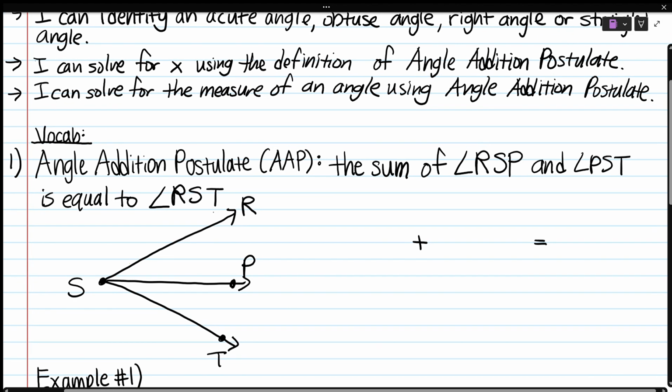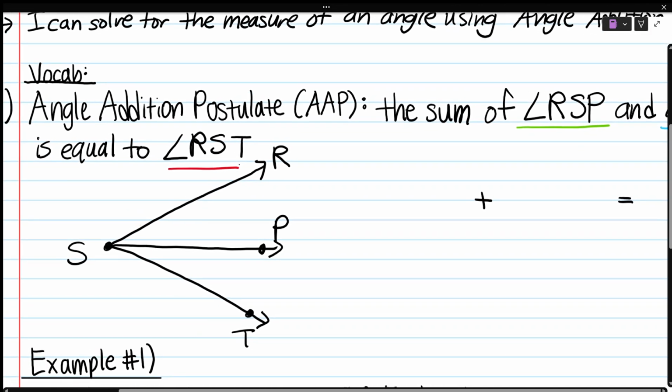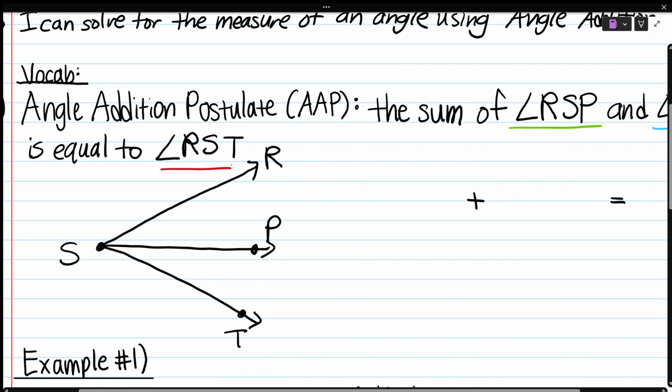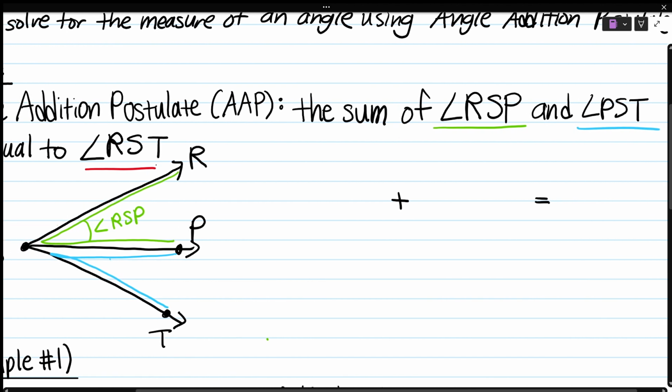AAP, the sum of angle RSP, right, and angle PST is equal to the angle RST. So when we have this picture here, right, angle RSP would be this angle, right? This is angle RSP. And then PST will be this bottom angle right here, angle PST.